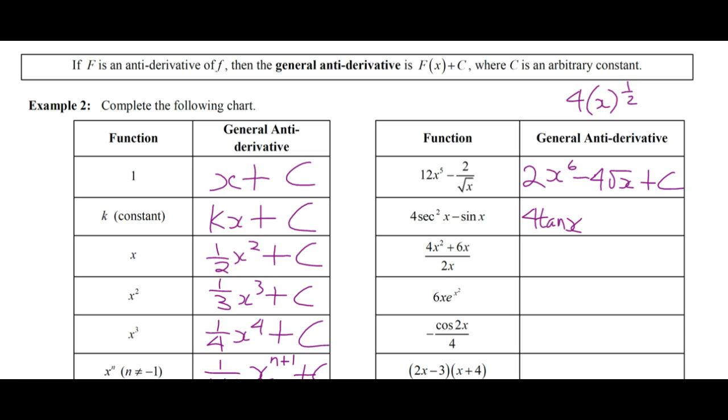Sounds like a teacher in this school. 4 tan. Hey, I didn't name him after a trig function.